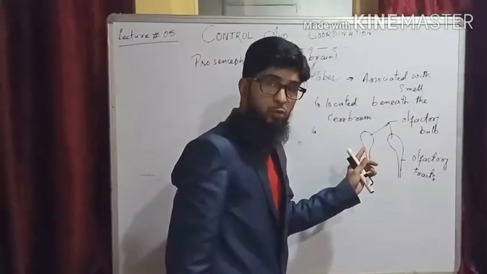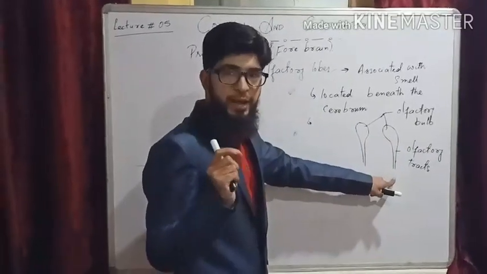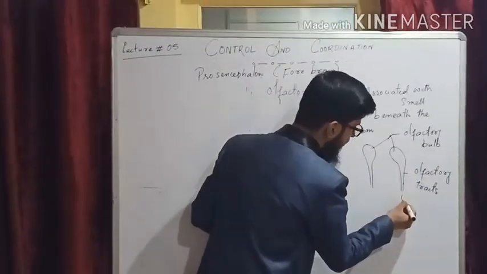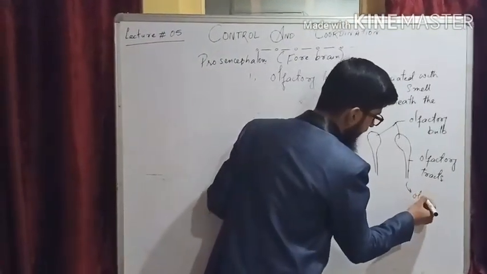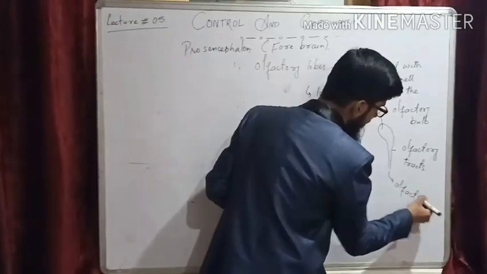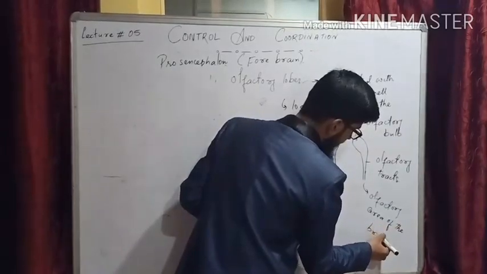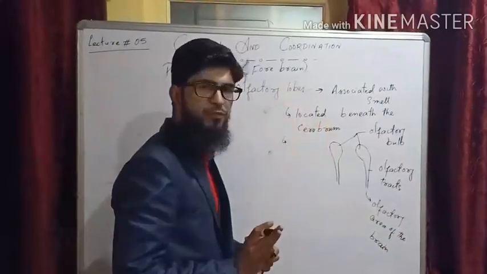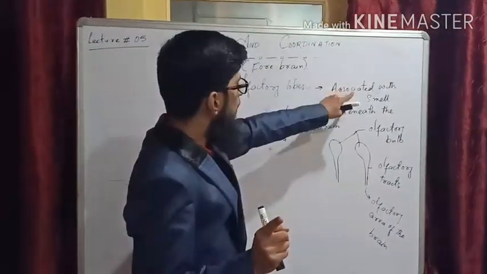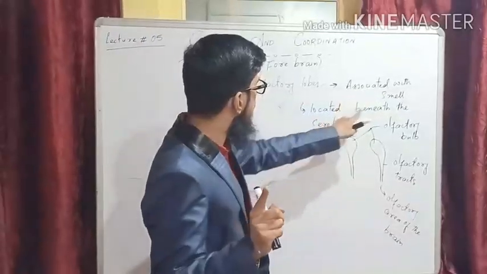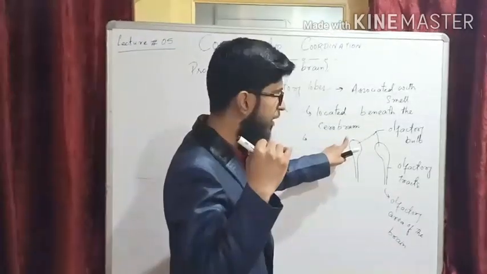So what is an olfactory lobe made of? It's made of an olfactory bulb connected to an olfactory tract, and the olfactory tract is then connected to the olfactory region or area of the brain, which helps us in the perception of smell. So olfactory lobes are two in number, paired, associated with smell, and located beneath the cerebrum, on the anterior part of the cerebrum.